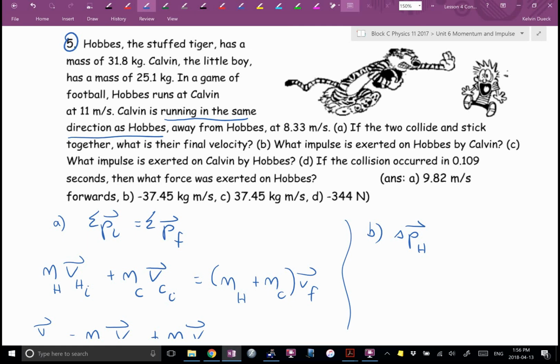A final velocity? You know what? The fact that I found that in part A, I think I'm going to try finding impulse using mv final minus mv initial, not force times time. See, I put that together, okay? So I'm going to say maybe it's mass Hobbes v Hobbes final minus mass Hobbes v Hobbes initial.